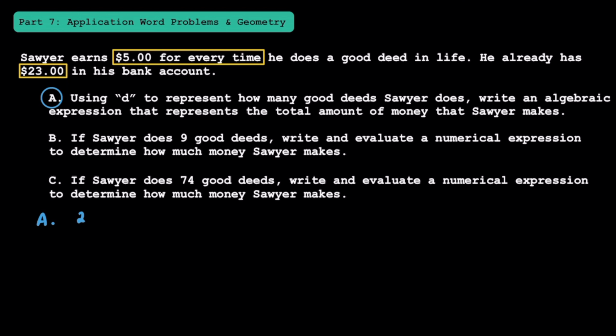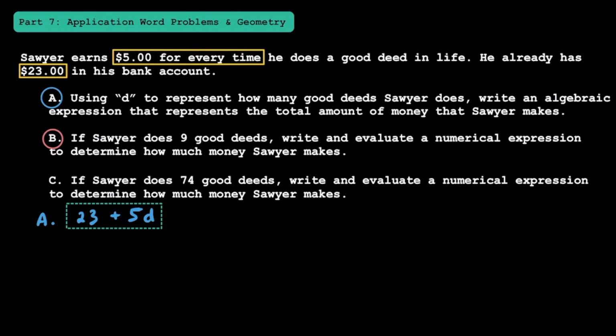We know that Sawyer already has $23, so that's constant, and then he's going to make $5 per good deed, or 5 times the number of deeds he does. This 23 plus 5d is our algebraic expression that represents the total amount of money that Sawyer makes. If d is 0, then 5 times 0 is 0, plus 23 is still $23. Even if Sawyer does 0 good deeds, he'll still have his $23. If d was 2, then 5 times 2 is 10, he gets $10 for the 2 good deeds, and add that on to 23, and that would be $33.